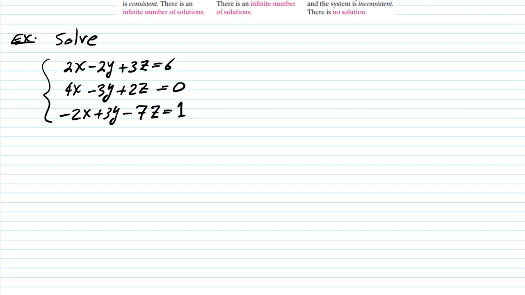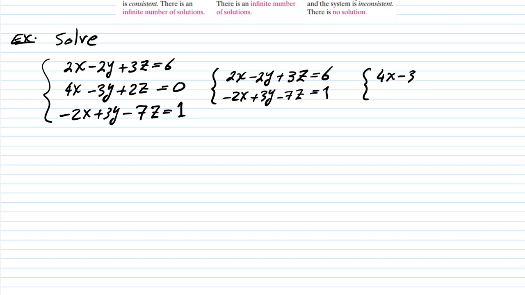In order to eliminate x, I'm going to pair the first equation, 2x minus 2y plus 3z equals 6, and the third one, negative 2x plus 3y minus 7z equals 1. And then I'm going to pair the second one, which is 4x minus 3y plus 2z equals 0, with the third one, negative 2x plus 3y minus 7z equals 1.